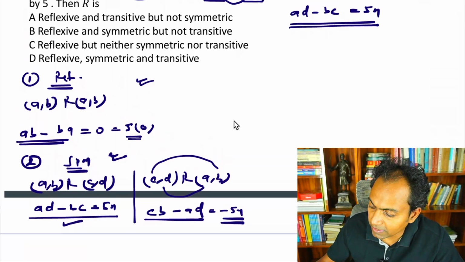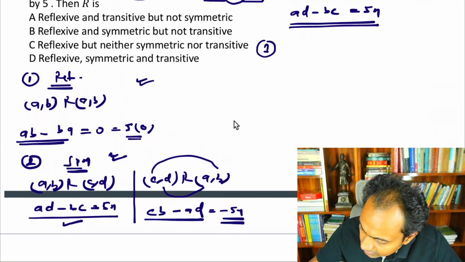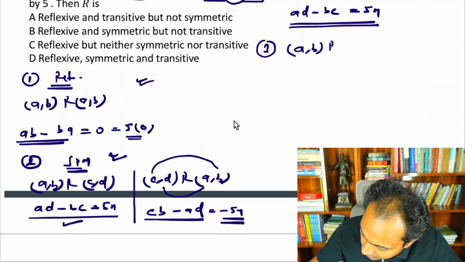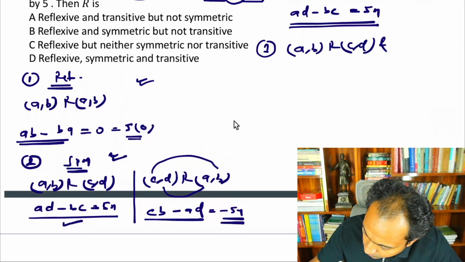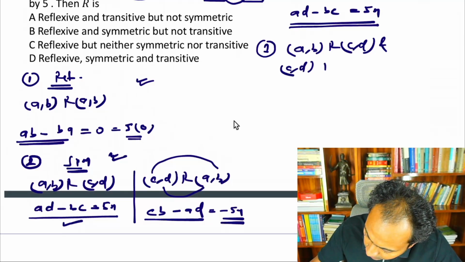Now in the third part, we will check this same relationship for transitive. So for transitive, A comma B should be related to C comma D, this we are assuming, and C comma D should be related to E comma F, this also we are assuming.